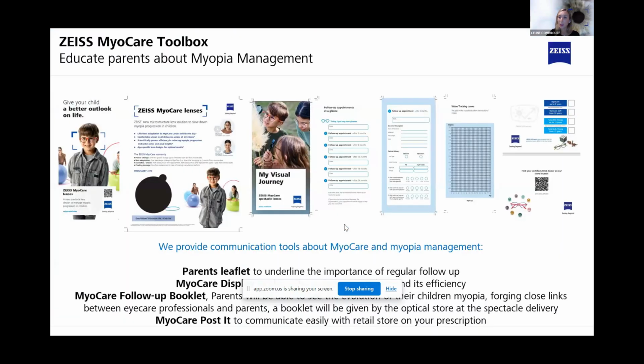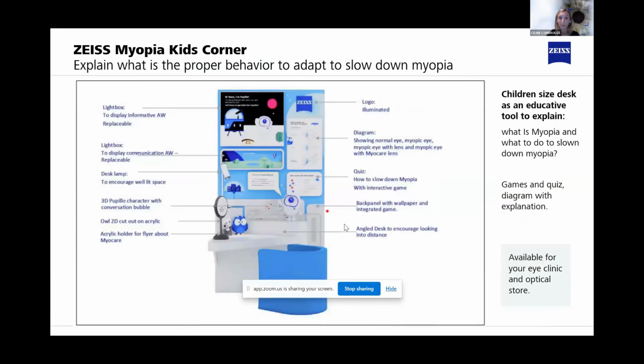Some updates about all we can provide to help you with myopia management in your practice. This is already what you might have or what you can request: a leaflet for parents, a display with the lens, and this follow-up booklet to make connections between the ophthalmologist, optometrist and parents. Everything is available in the UAE and in different countries.